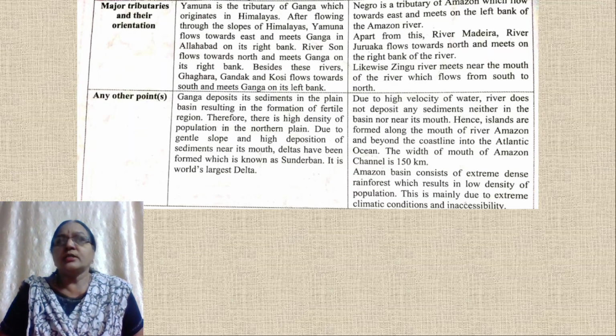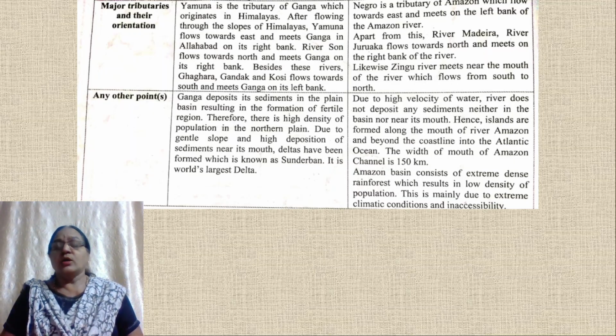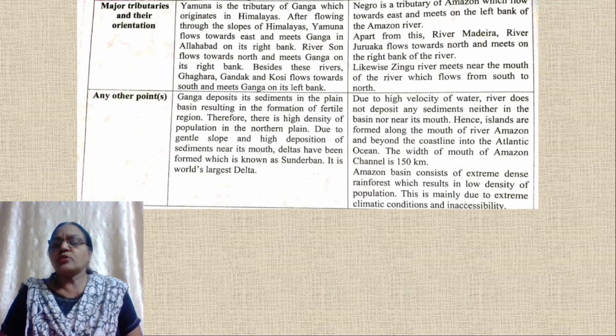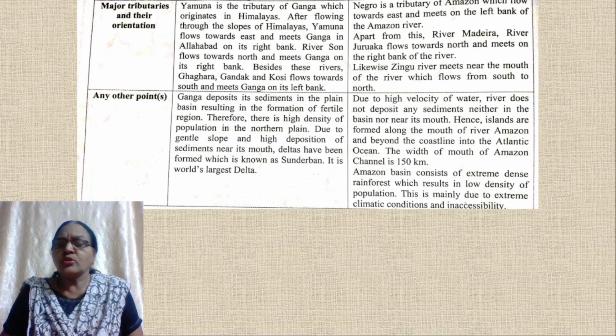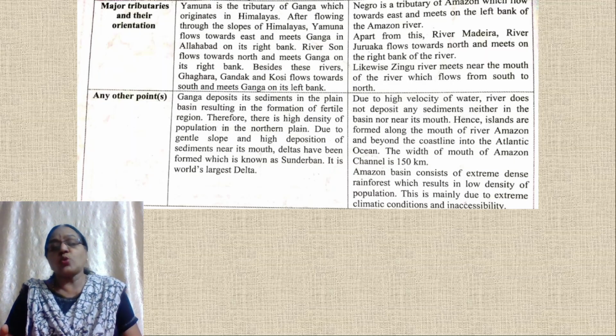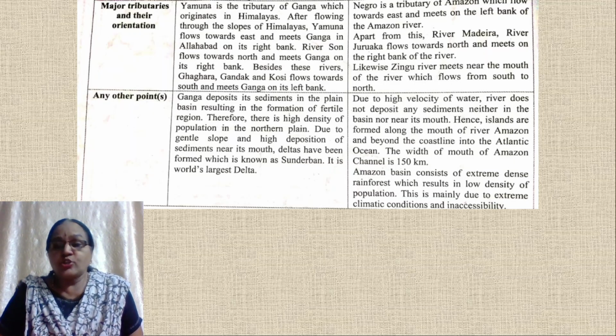Now this results in the formation of a delta at its mouth. This is the Sundarbans delta, which is the largest delta in the world. On the other hand, because of the high velocity of the water, the Amazon River cannot deposit its sediment along its mouth, or even along the basins. And hence, as I've already told you, it results in the formation of islands, that is coastal islands. And a very good example is the Marajo Island.